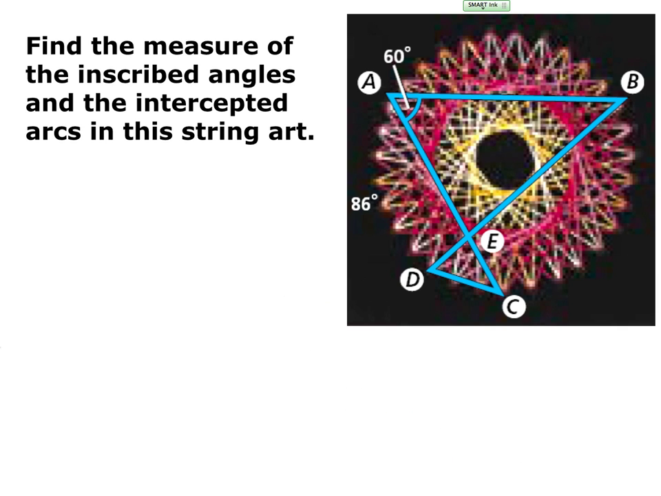Okay, let's go back to the string art. Click the front line for just a little bit, see if that helps that show up. Find the measure of the inscribed angles and the intercepted arcs. Inscribed angle, where's the vertex? On the circle. So any angle that has a vertex on the circle we're supposed to find.